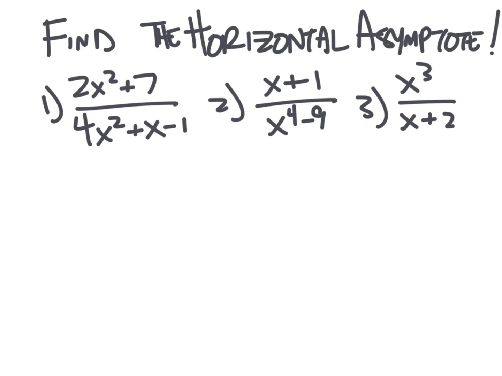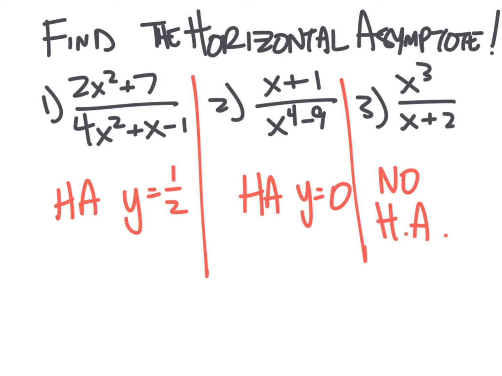All right, here's some for you to try on your own. Find the horizontal asymptotes of these 3 examples, and then we'll check. I'm giving you some time. All right, hopefully you saw that these degrees are the same, so 2 over 4 is 1/2. This degree is smaller, so it's at y equals 0. This degree is larger than the denominator, so no horizontal asymptote.